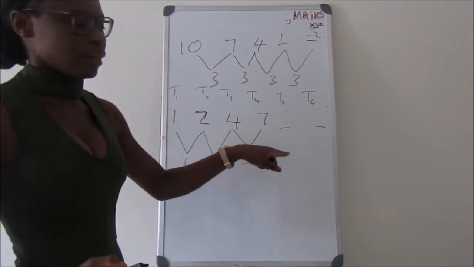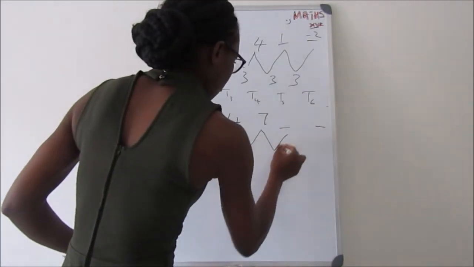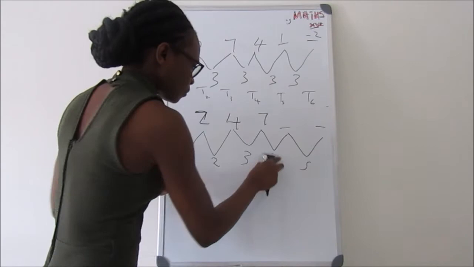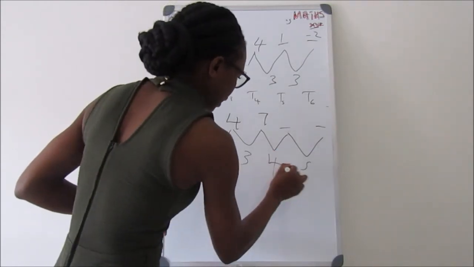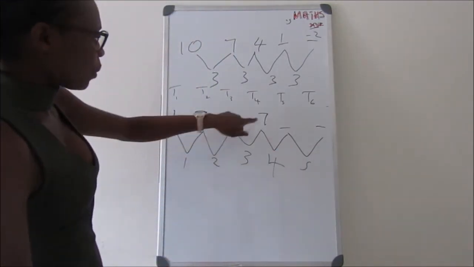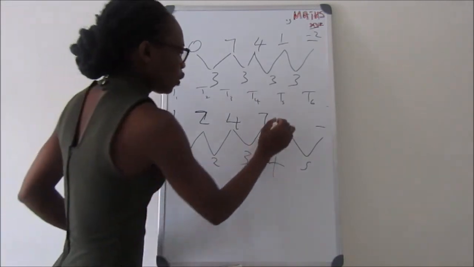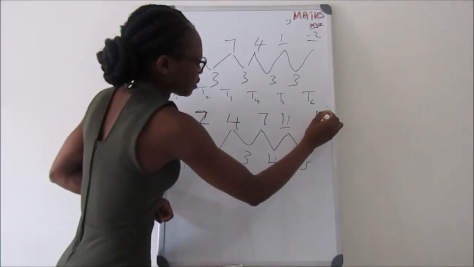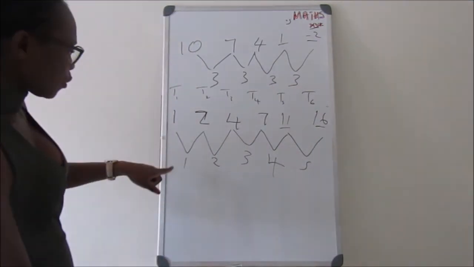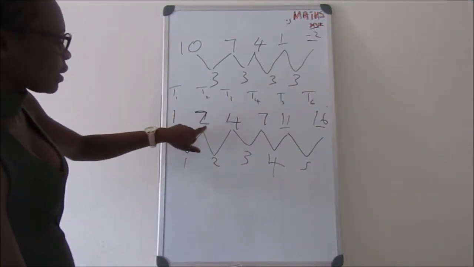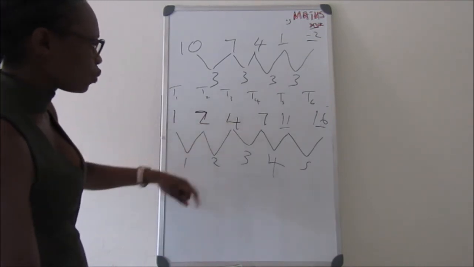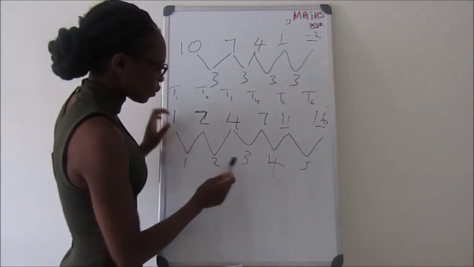That means that the fourth difference must be 4, and the fifth difference must be 5. Sorry, this is 4, and this one will be 5. So now we have to add 7 plus 4, which gives us 11, and 11 plus 5, which gives us 16. So the difference between the first term and the second term is 1, from the second term to the third term is 2, and from the third term to the fourth is 3.